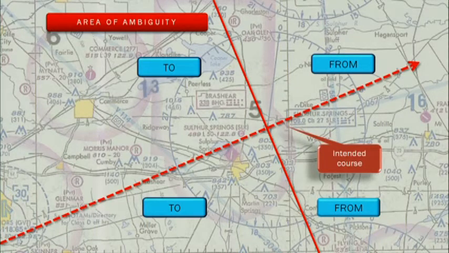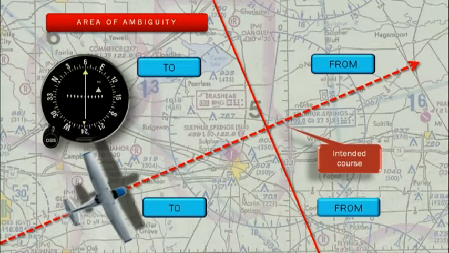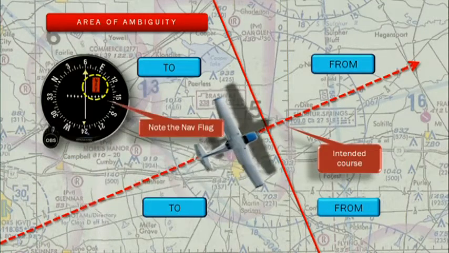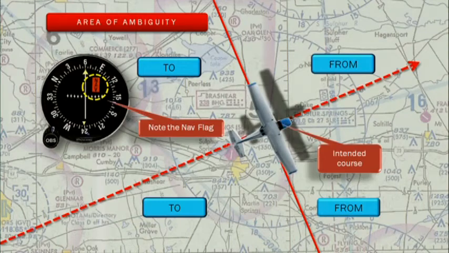On the other side of the VOR, you will get a FROM indication since we're flying from the VOR on the 060 degree radial. In this graphic here, note the CDI is centered, and we have a selected heading on the OBS. As the aircraft flies directly over the station, neither TO nor FROM is correct momentarily, and the nav flag is displayed. As soon as the aircraft is past the VOR, a solid FROM indication will be presented.